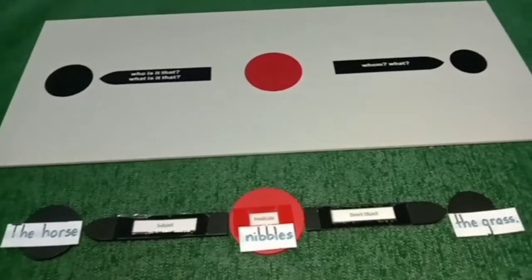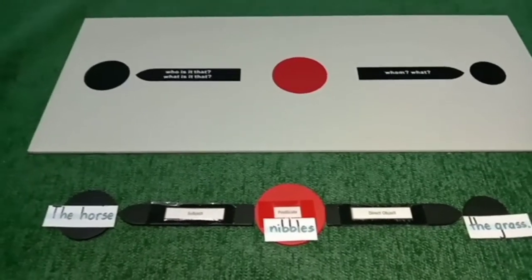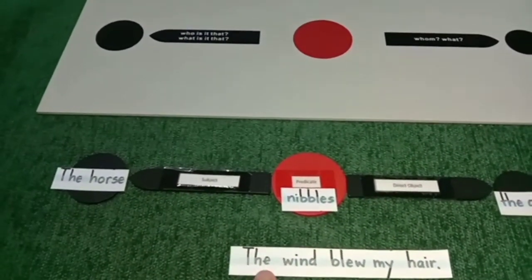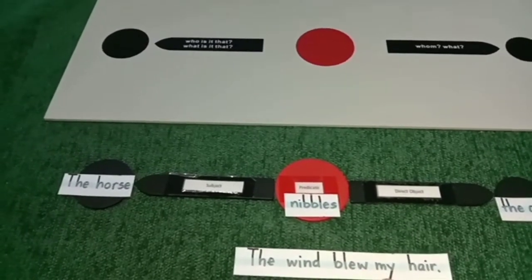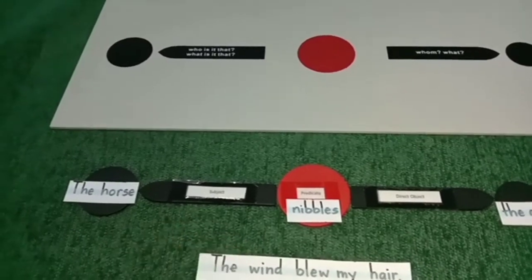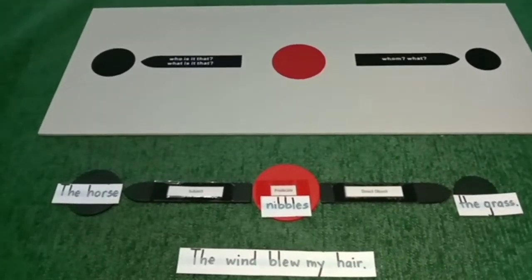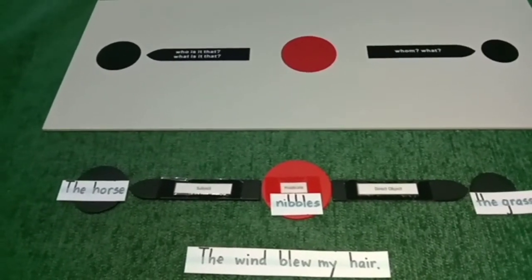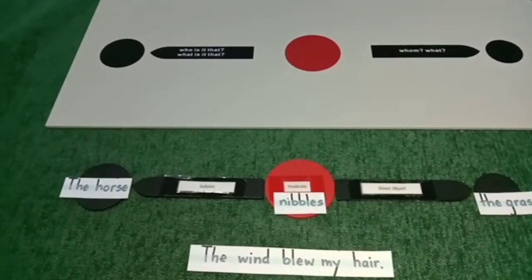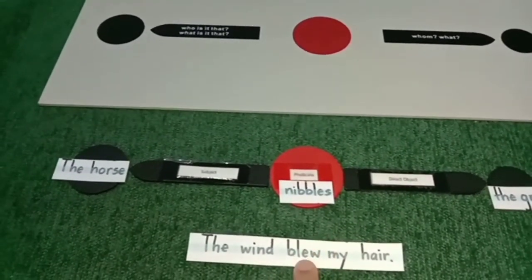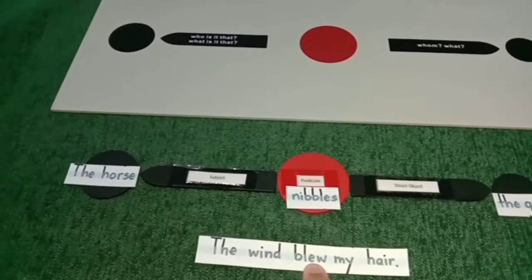Okay, let's take another look at another sentence here. The wind blew my hair. Which one do you think is the action word? This time, we call it the predicate. Which one is the predicate? Yes, you're right. Blew is the predicate.